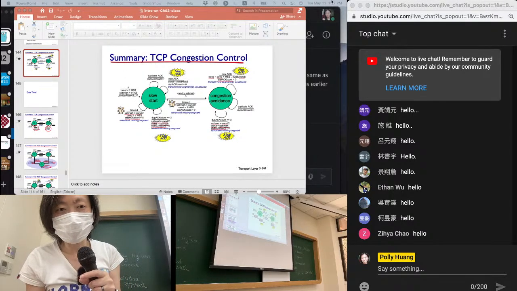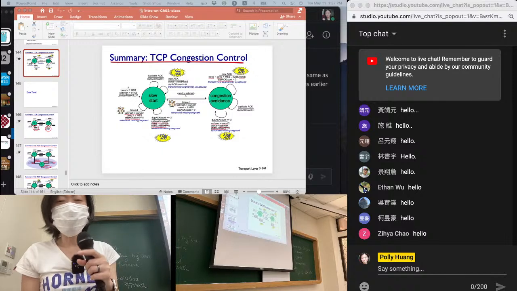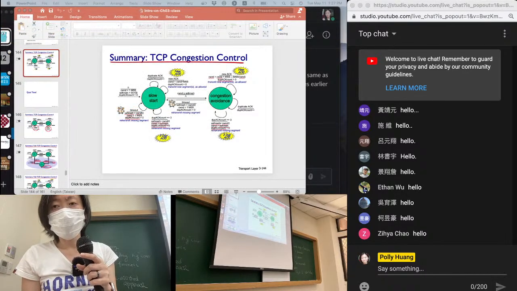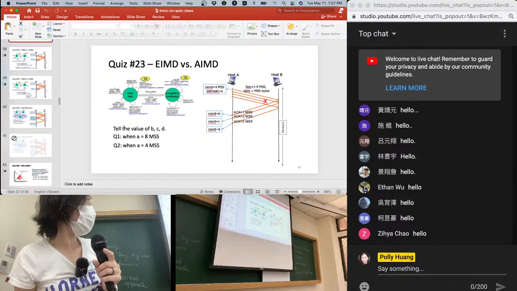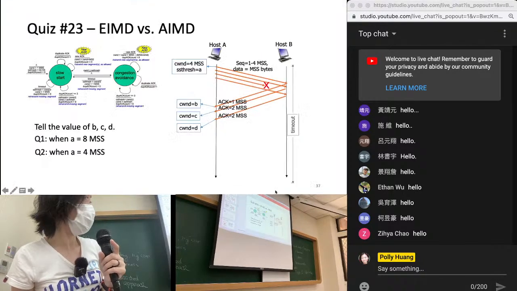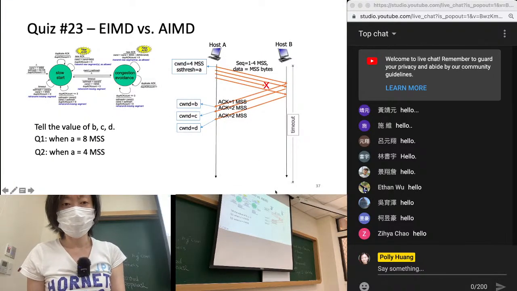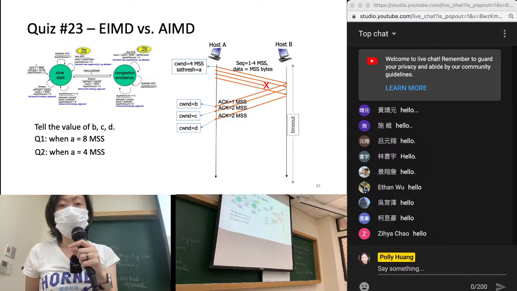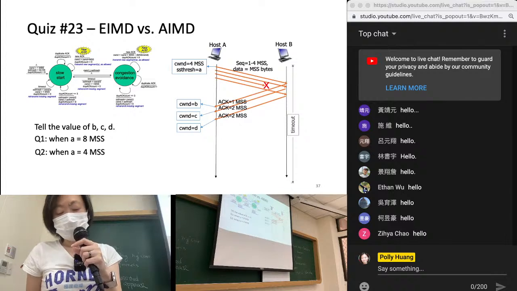A quiz number 23. It turned out that in the congestion avoidance state, the way we are incrementing the congestion window size is a little bit tricky. Okay, let's walk through it again. So the question was, we do have 2 hosts, right? A is sending data to B, B is sending ACKs back to A. And the scenario is this. Initially, the window size at host A is 4 MSS.